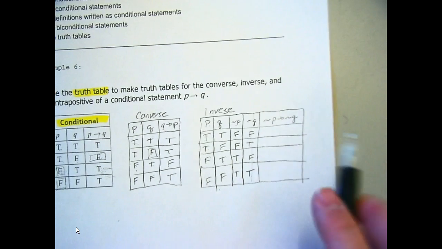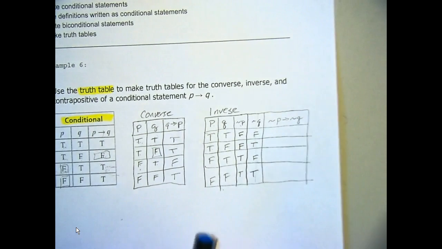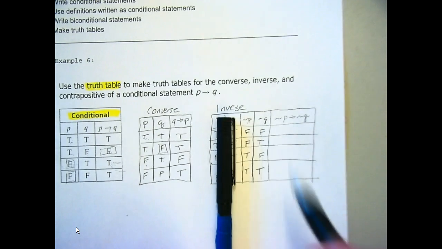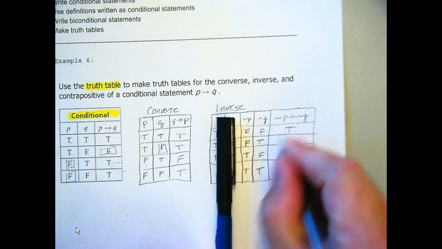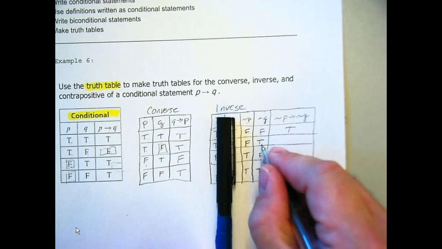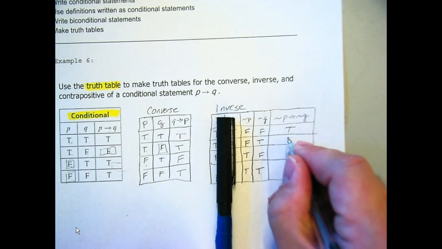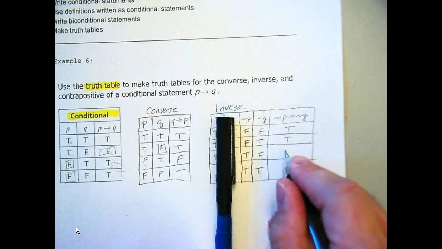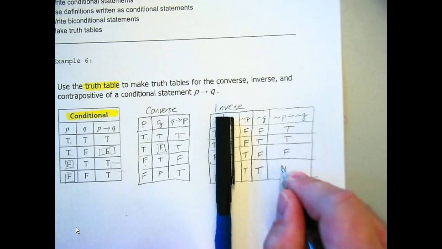Now if we're just focusing on these two columns right here, false, false gives us true. A false and a true gives us true. But a true hypothesis and a false conclusion is false. And the other one is true.